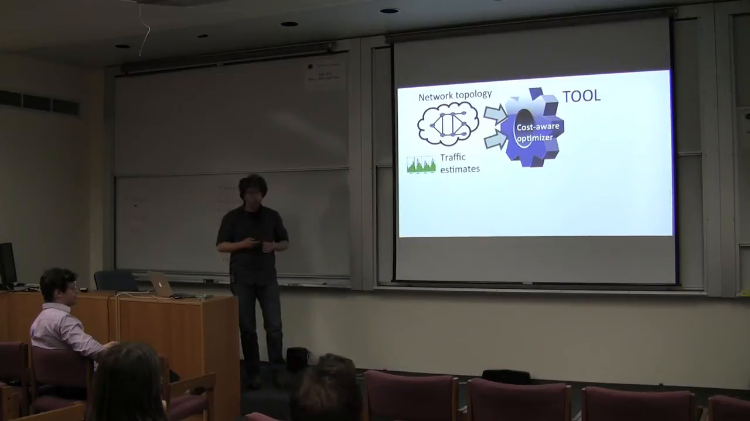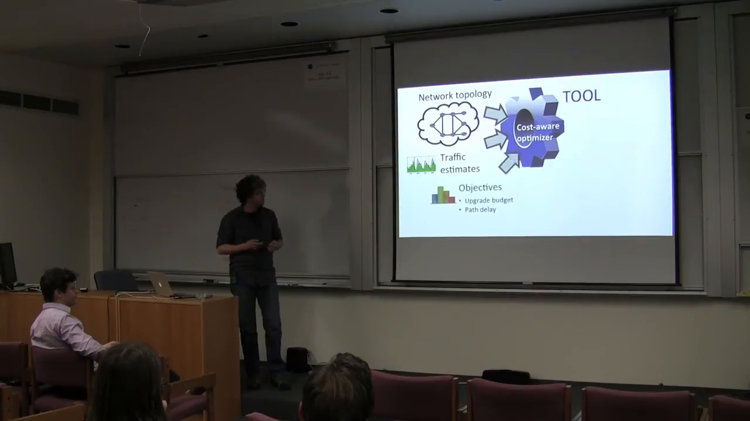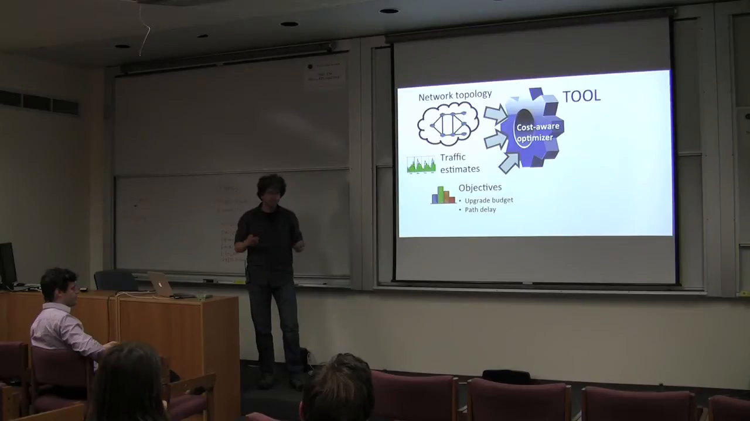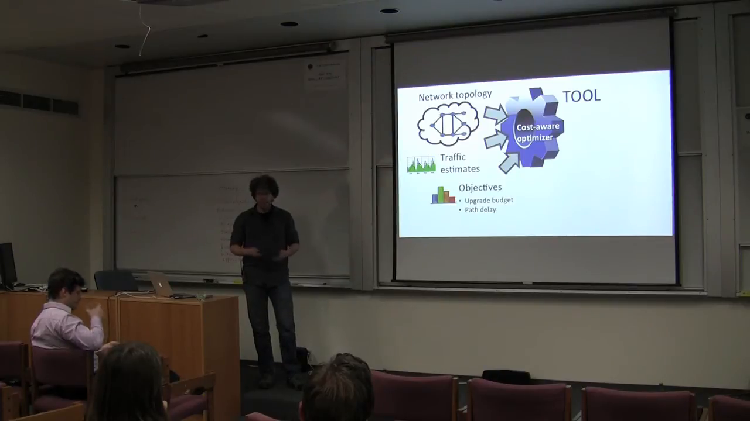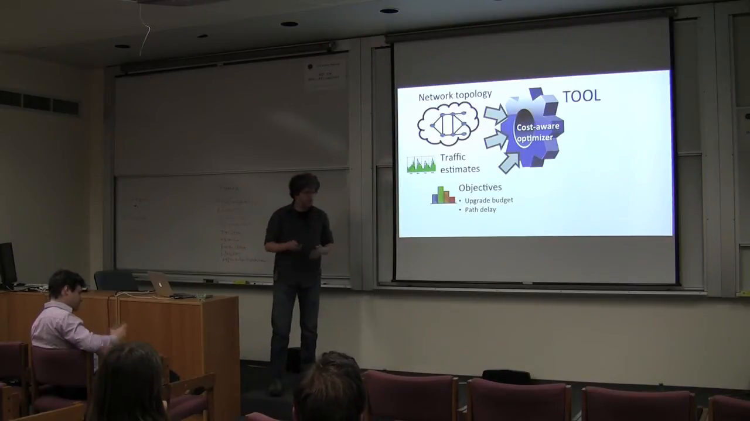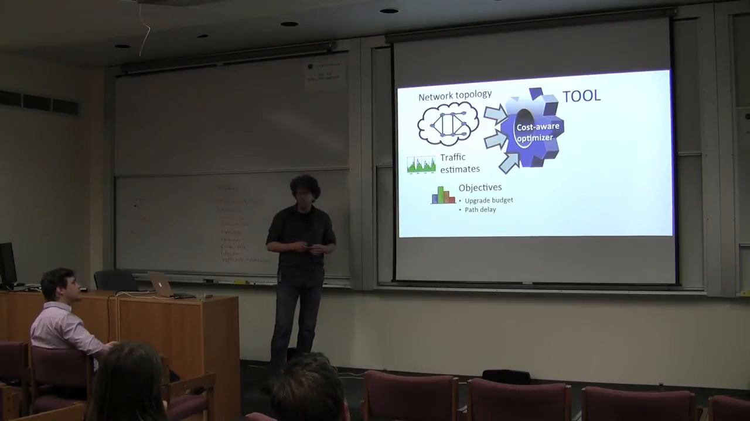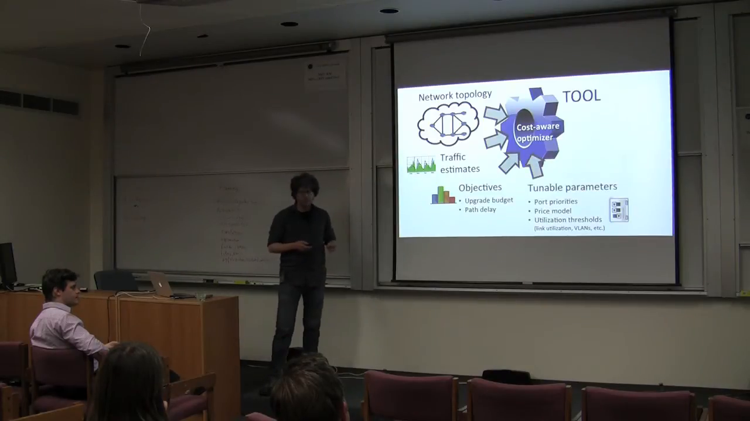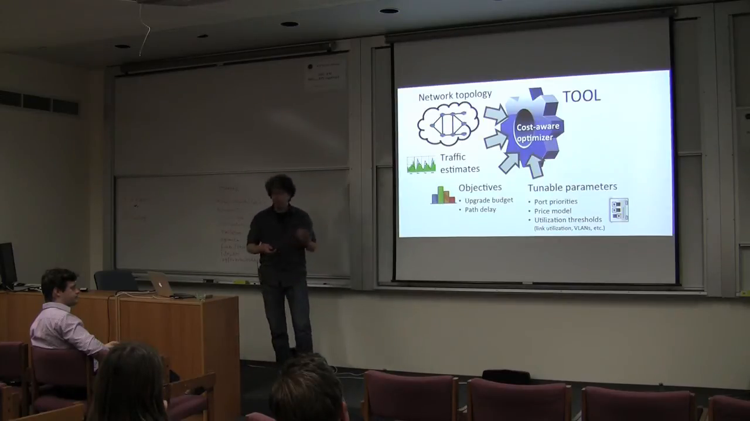Now, given that information about the network topology, we're going to feed that into our cost-aware optimization tool, along with a set of traffic estimates, which we take from maybe packet-level measurements of the topology. We're going to take a set of objectives, which include things like the upgrade budget, just how much cash we have to spend on getting a first shot of SDN into the network, as well as things like path delay, how much additional stretch or number of hops we're willing to let packets traverse in our network, as well as a bunch of tunable parameters that we get to decide.